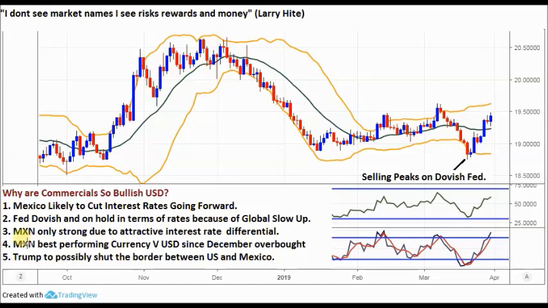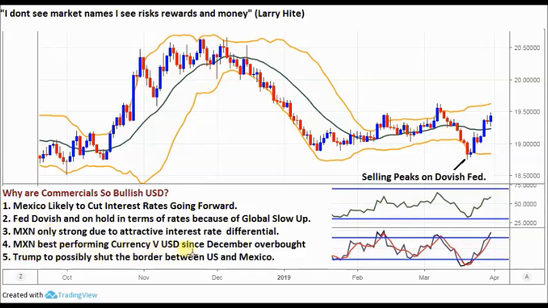Point number three, MXN is only strong due to attractive interest rate differentials, not the economy. Traders have just sold the USD, bought the MXN to get the carry on the interest. Now that will actually all end. Yeah, we've got a global slowdown, global economy in really big trouble. You've got too many speculators short the USD. They will abandon their positions. And if you're doing carry trades, you do not like high volatility. Volatility is starting to pick up, so I think the carry trades could exit en masse.